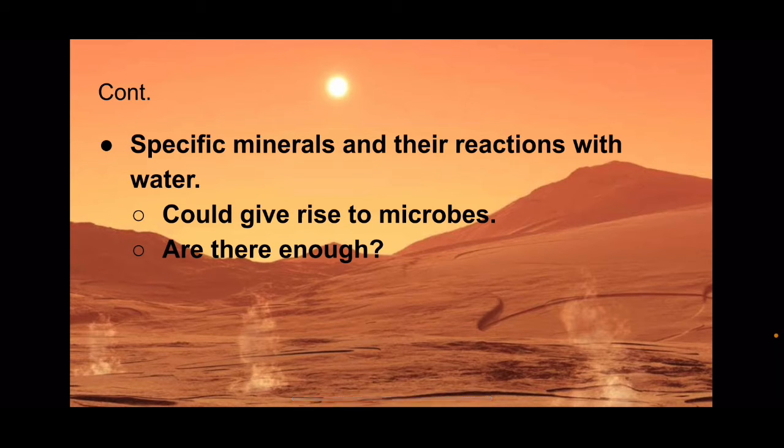So, the presence of water and certain minerals on Mars could create a reaction in the soil, creating sulfate minerals. These sulfate minerals could give rise to sulfite-reducing microbes, and a study of the minerals in Martian rocks has shown that there are actually enough of these minerals present on Mars to support the hypothesis that these microbes could exist underground.